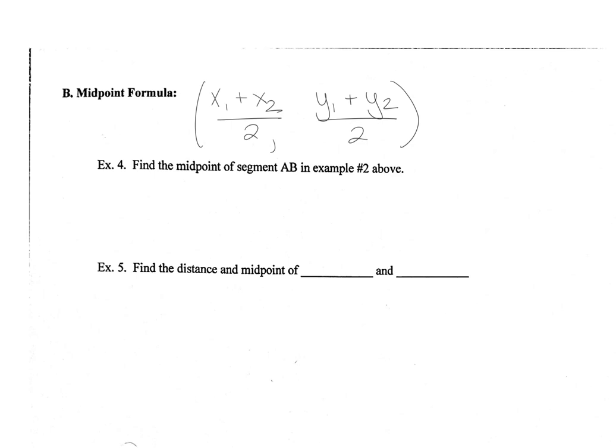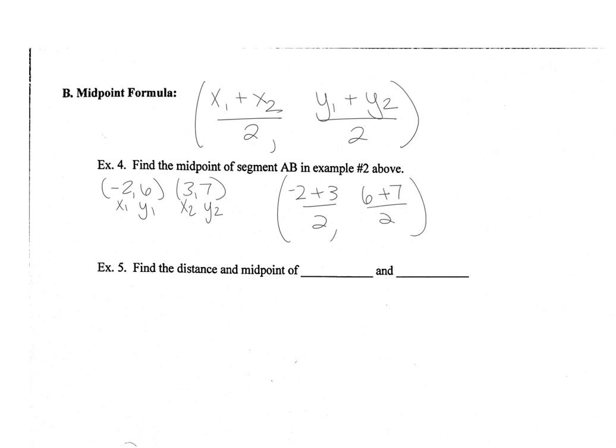So I'm going to find the midpoint of segment AB in example number 2 above. So recall from the front, we had the points -2, 6 and 3, 7. So x1, y1, x2, y2. So the average of the x's, -2 plus 3, all over 2, and the average of the y's, 6 plus 7, all over 2. So that's going to give us 1/2, comma, 13/2.